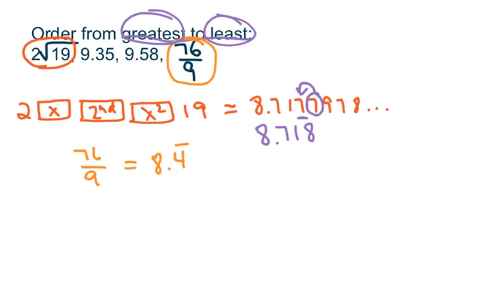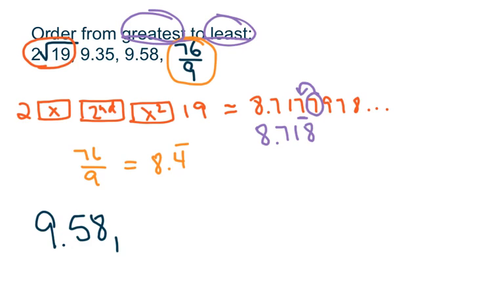So we want the one that's going to be on the right-hand side on our number line first. So greatest, these are both 9s right here, 9 and 9. So we compare the tenth spot, 3 compared to 5, so 5 is greater. So that's where we're going to start. 9.58 is our first number in our answer.